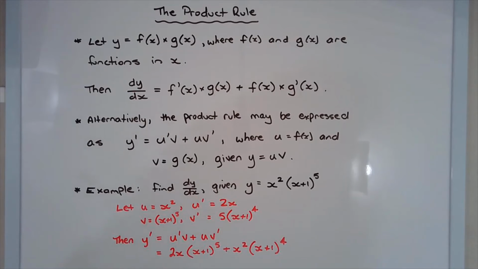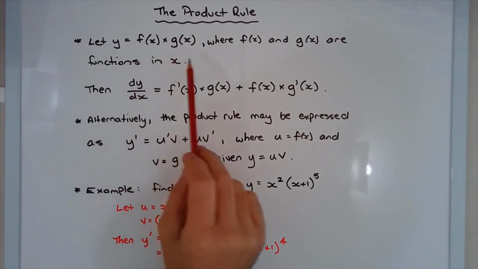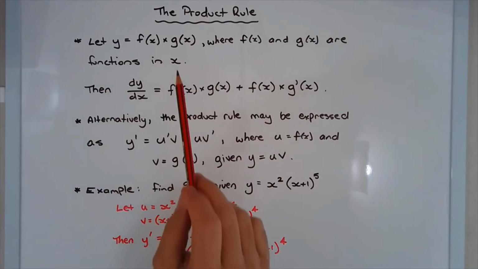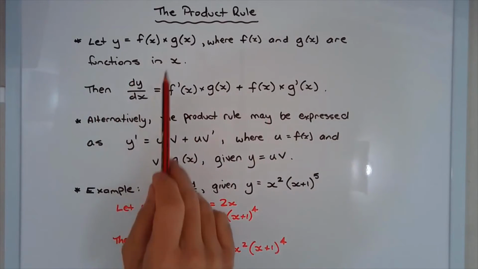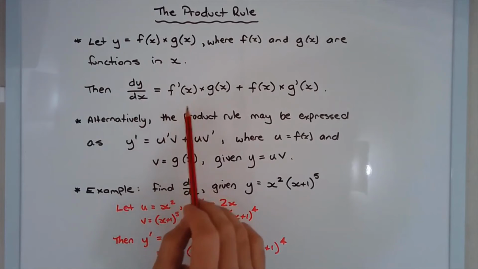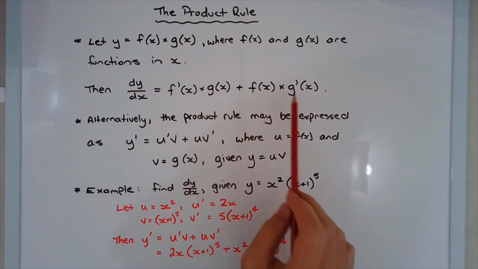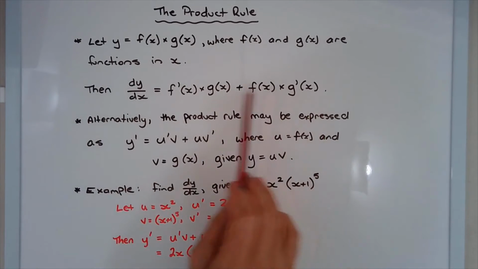The product rule of differentiation. Let y equal f of x multiplied by g of x, where f of x and g of x are functions in x. Then dy dx, so the derivative of this function, is equal to f dash of x multiplied by g of x plus f of x multiplied by g dash of x. This is called the product rule of differentiation.